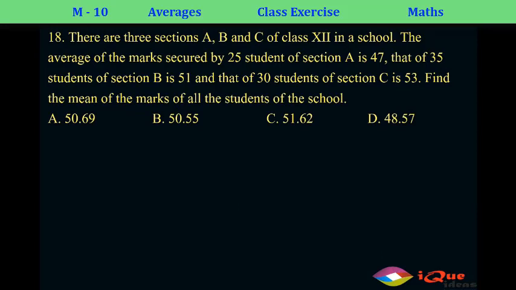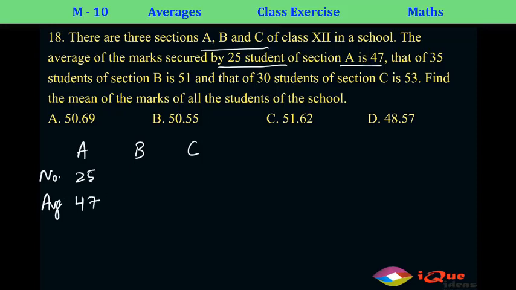Now this question says there are 3 sections A, B, C of class 12. The average marks secured by 25 students of section A... So I'll write like this: A, B, C. Number of students in A is 25. The average of A is 47. The number of students in section B is 35 and the average is 51. So 35 students and average 51. And C, it is 30 students and average 53. So 30 and 53. Right? So here there are 3 groups.